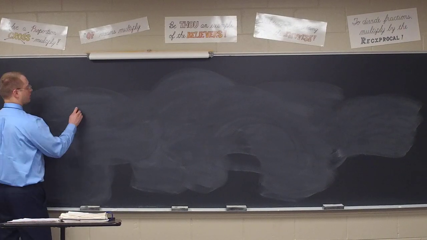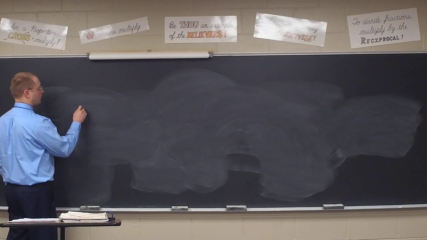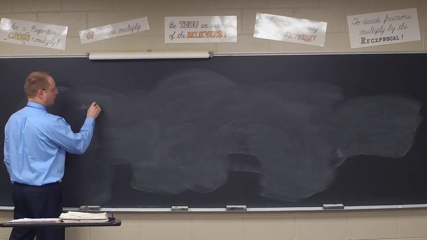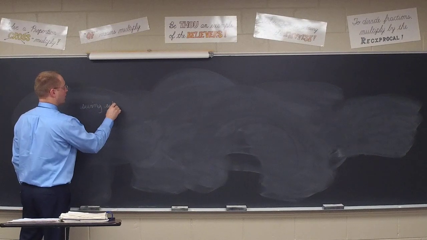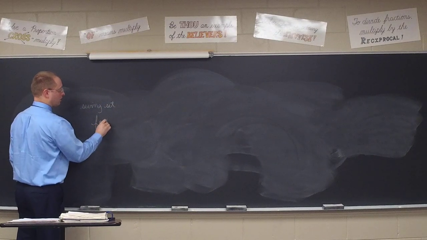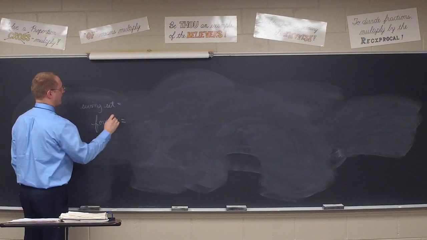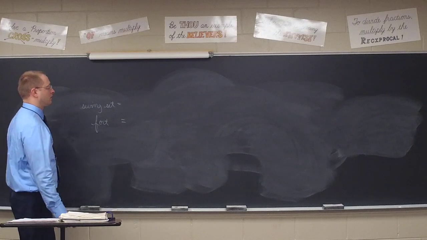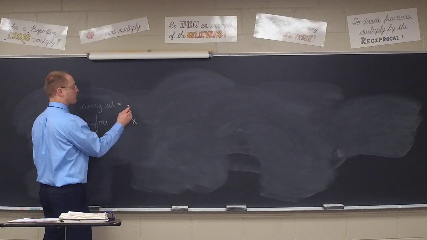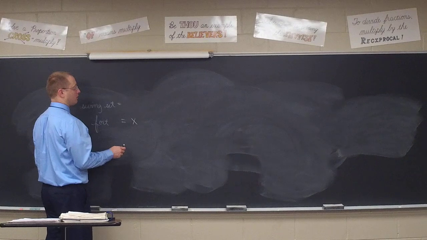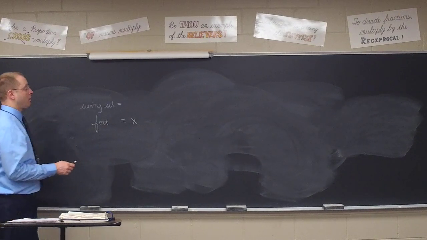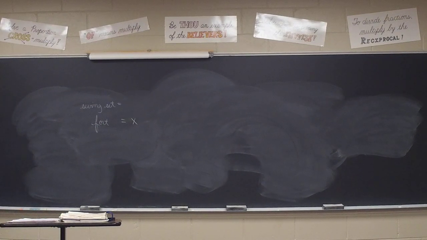Unknowns, class? Swing set and fort. Which one gets to be x? Fort. How do we represent the swing set? 900 minus x. Oh, we could go total minus x. That wasn't where I was going to go with it, but that would work technically. What were you going to say, Kyla? A fourth x. I was going to say 1/4 x.